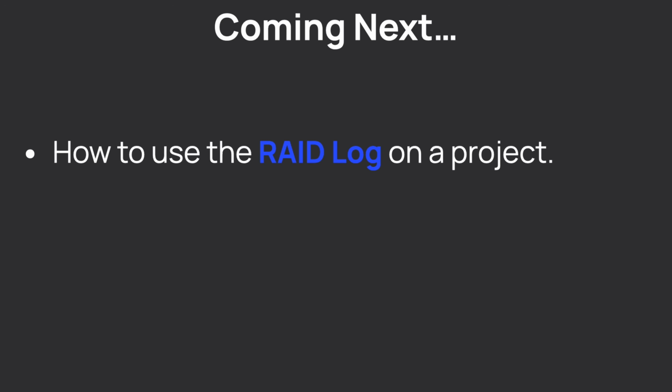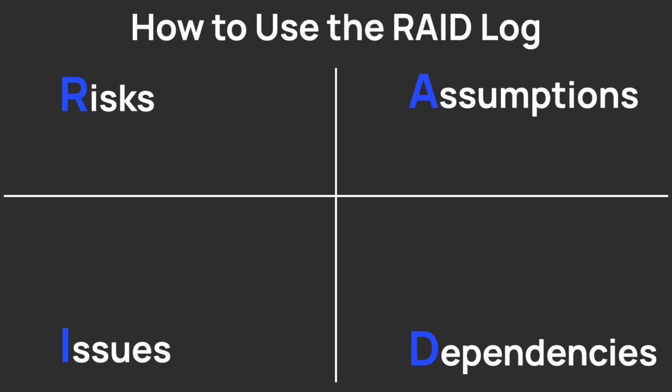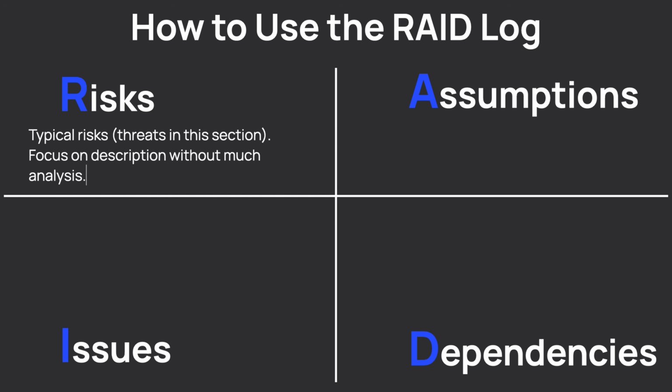Now, the main question is, how do you actually use the RAID log in project management? Also, you must understand one critical distinction between the two main sections of this tool to make it work. So, first of all, we have risks. These are your typical risks as you would put them in the risk register. So, risks are negative things or threats that could cause trouble to your project if they happen.